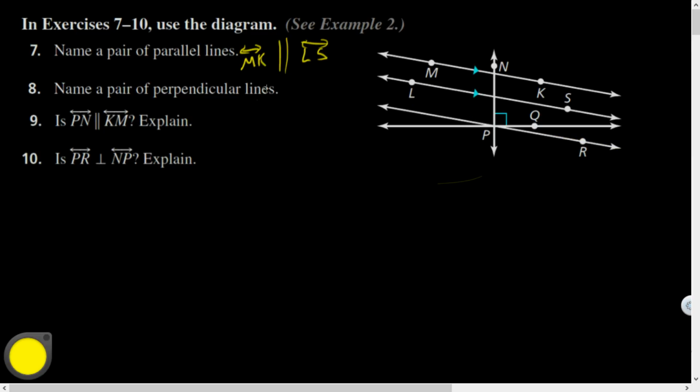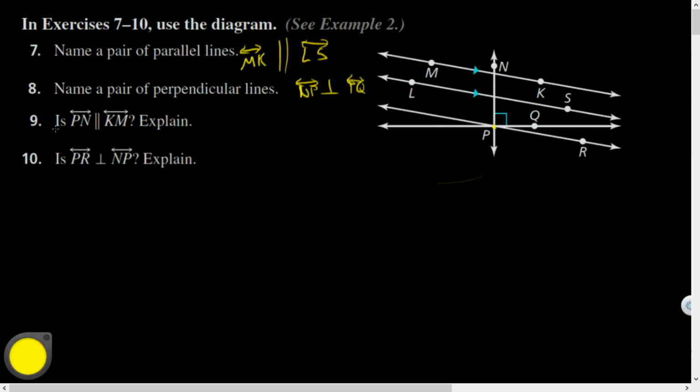Name a pair of perpendicular lines. That's the little box angle there. None of these lines have names, just their points, so we'll name them by their points. So how about NP is perpendicular to PQ. And those happen to have an intersection at point P, which we determined when two lines intersect and they're not the same line.